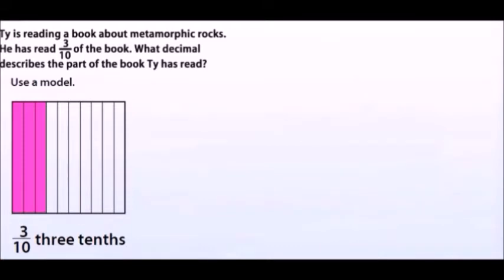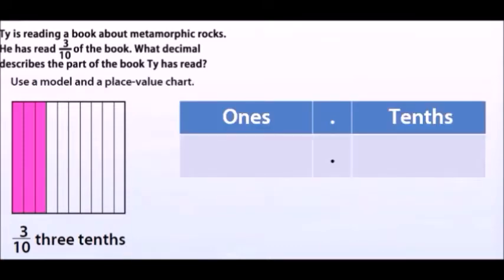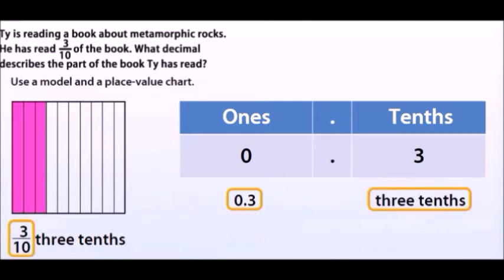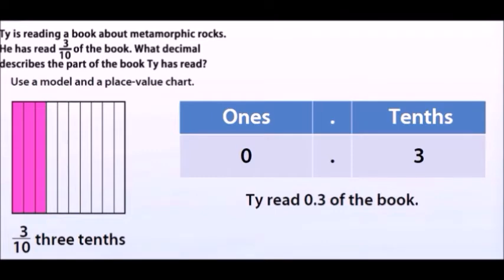This fraction shows 3/10. Now let's use a place value chart to relate 3/10 to a decimal. On a place value chart, the tenths place is to the right of the decimal point. There are 3/10, so there is a 3 in the tenths place. This decimal is 0.3. So Tai read 0.3 of the book.